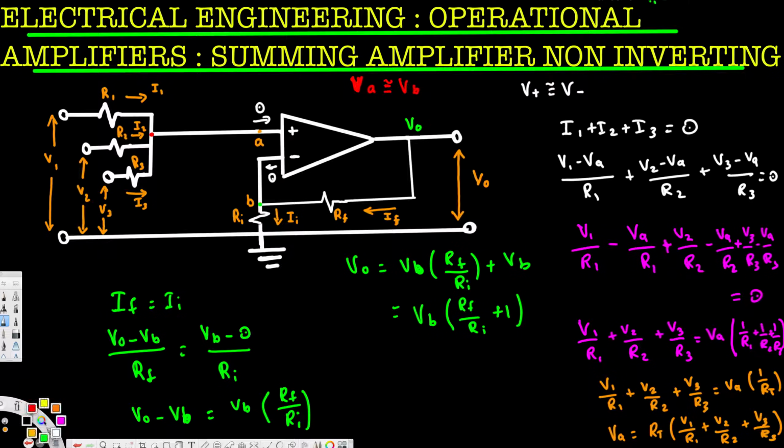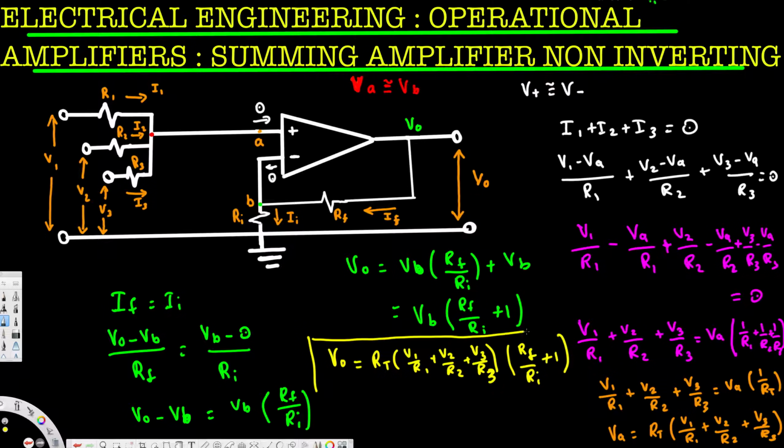Okay, so we can write our final answer, VO, that's going to be equivalent to RT times (V1 over R1 plus V2 over R2 plus V3 over R3) times, so this is the VB part, (RF over RI plus 1), and that's going to be the output voltage for a summing non-inverting amplifier.